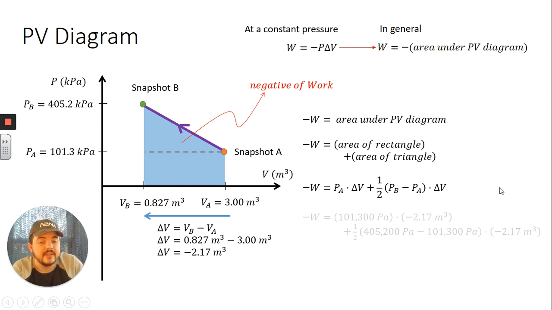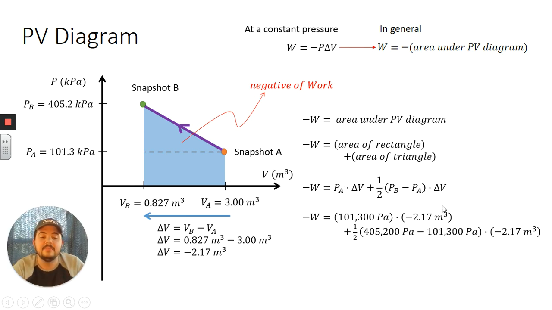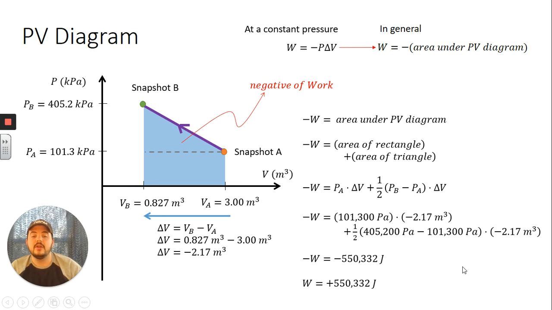Plugging in some number values now. Pressure at A is 101,000, pressure B minus pressure A is that difference, and we need to keep in mind for each of those delta V's that the pressure change is a negative pressure change because we're decreasing the volume. And so when we go ahead and plug that all into a calculator, we end up with that the negative work is negative 550,000 joules. And so multiply everything by -1, the work is a positive 550,000 joules.